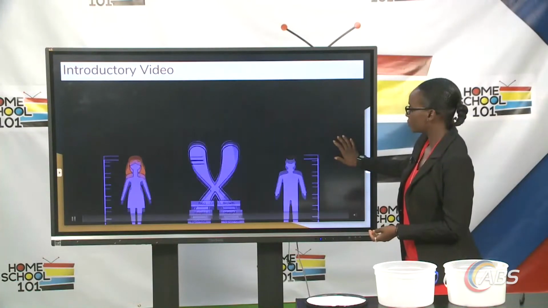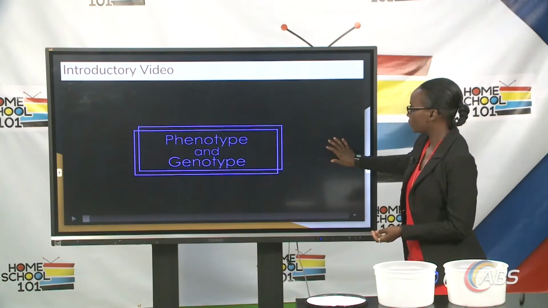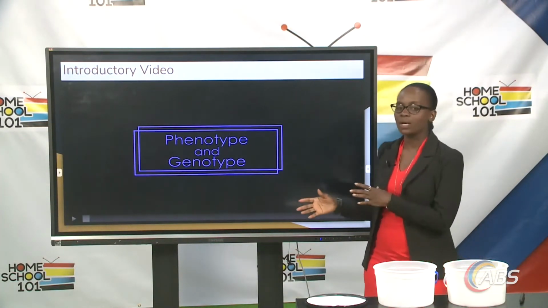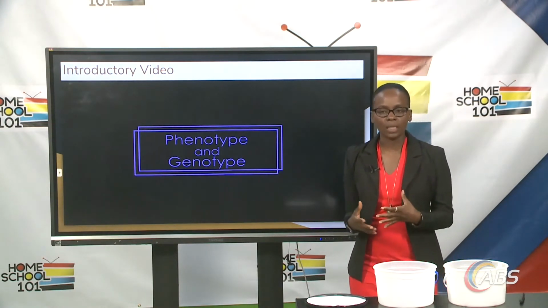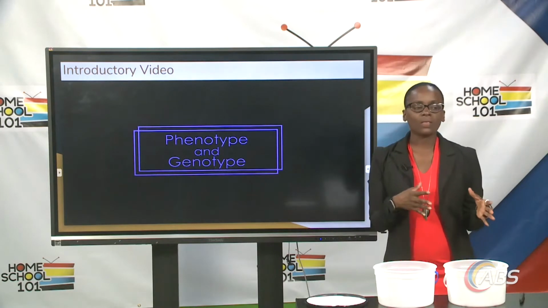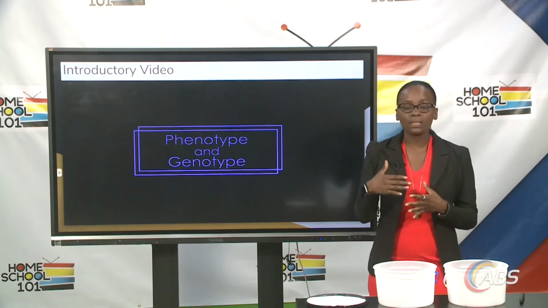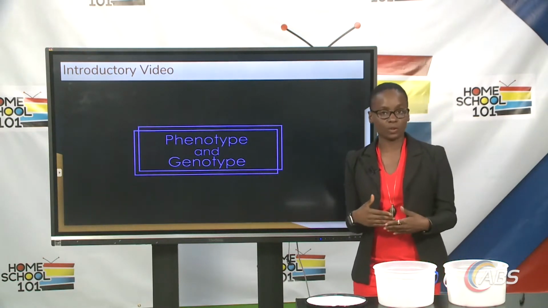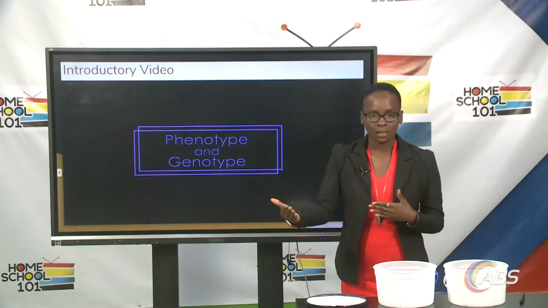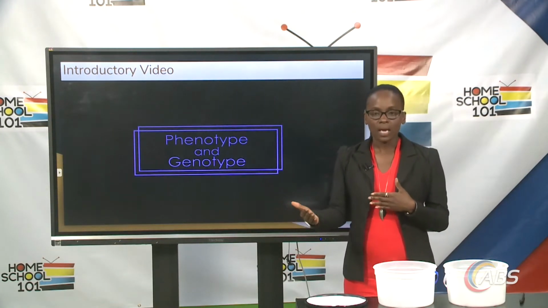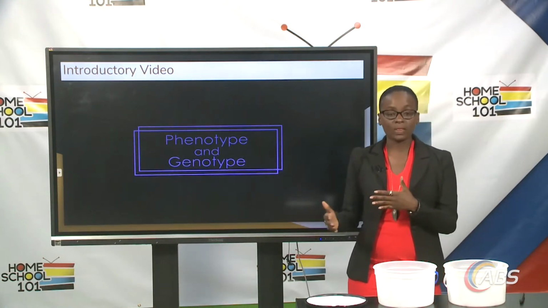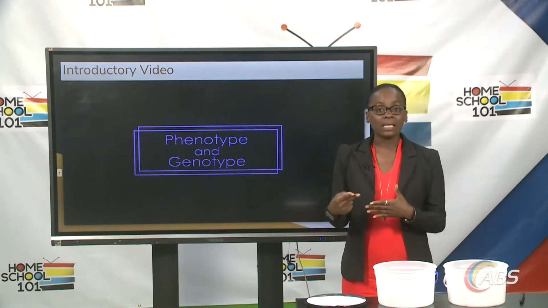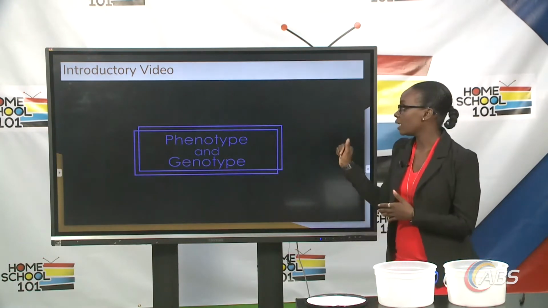And finally, the phenotype is the outward. All right, so the last two terms are dominant and recessive. Now, what do these things mean? Dominant alleles are those alleles that are expressed in the phenotype of an individual, so you would see the particular character trait. And recessive alleles are those that are only expressed when there are two recessive alleles present, as seen in the video.